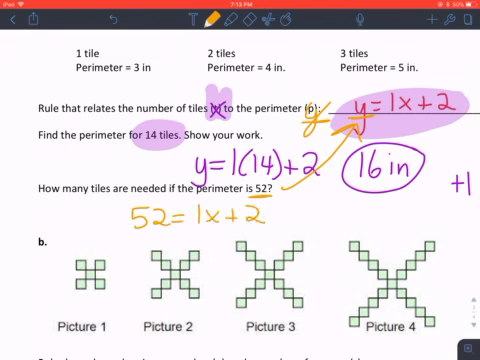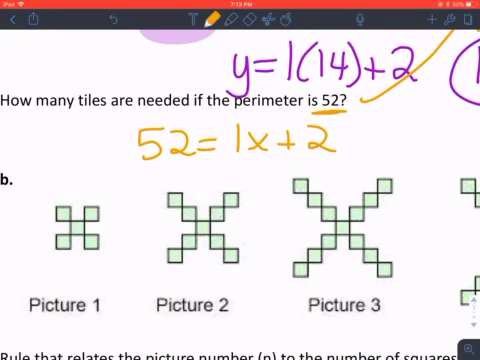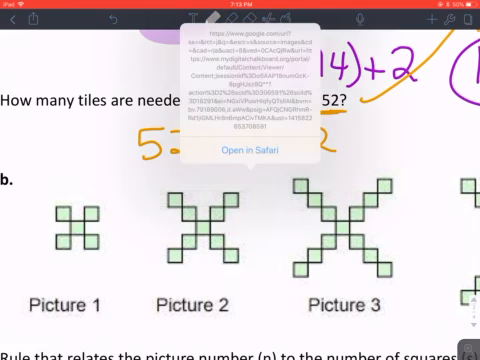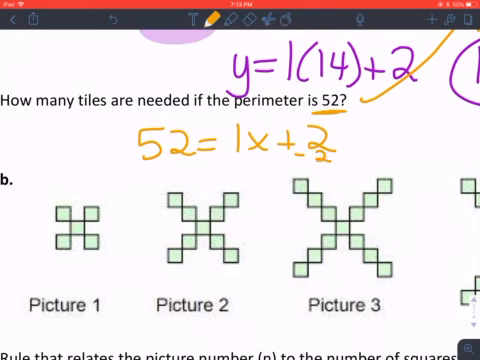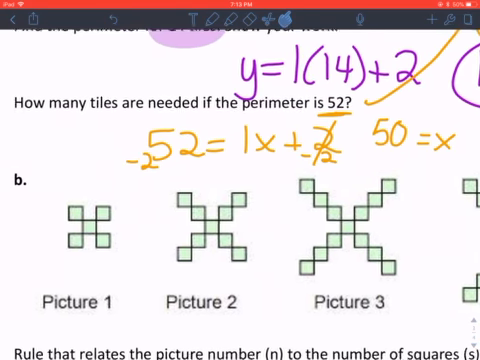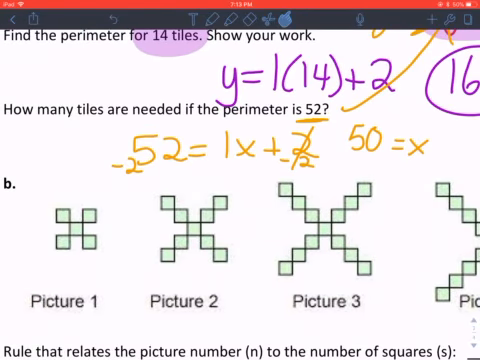And now we have to go back to Unit 1. How do I solve a one-step equation? I have to isolate x. I do that by subtracting 2 to both sides. When I do that, these cancel, and I'm left with x equals 52 minus 2, which is 50. So therefore, how many tiles are needed if the perimeter is 52? You need 50 tiles.